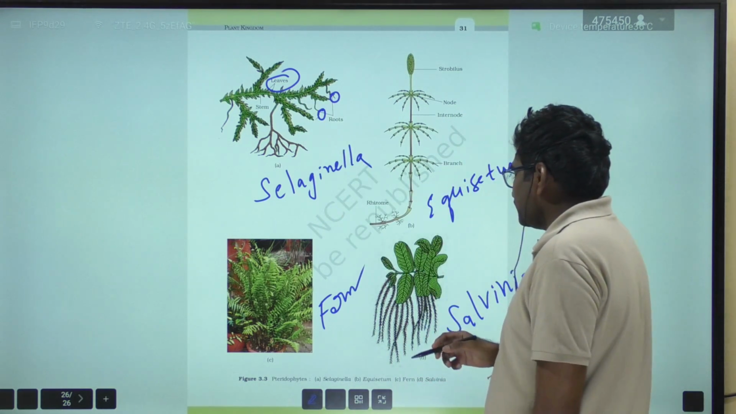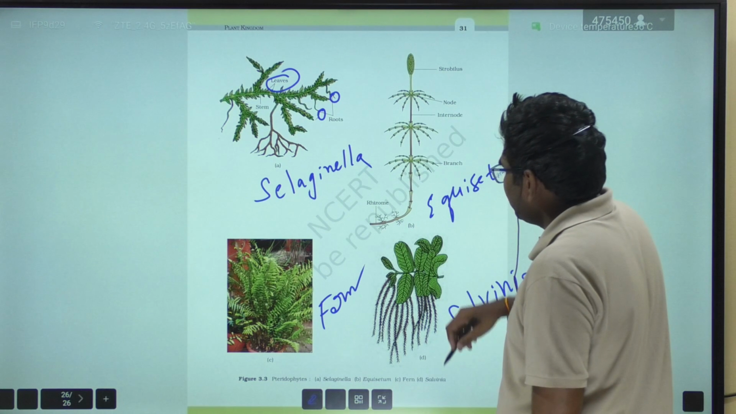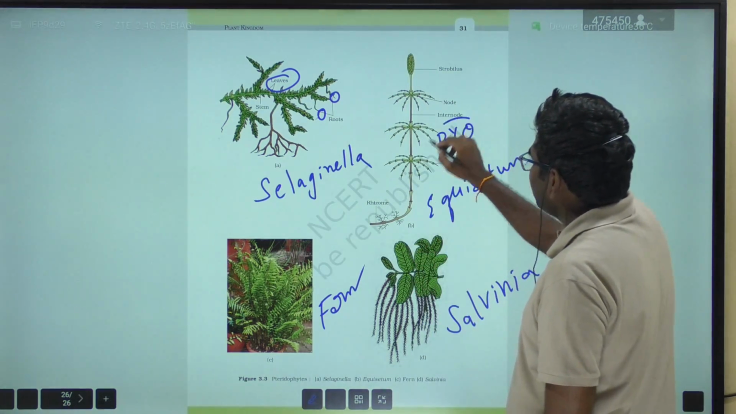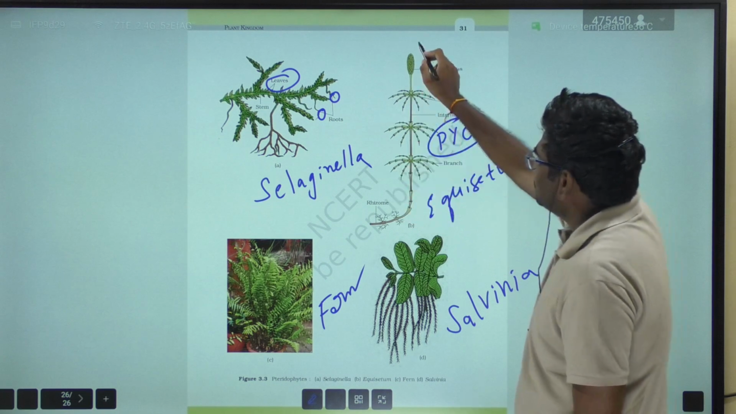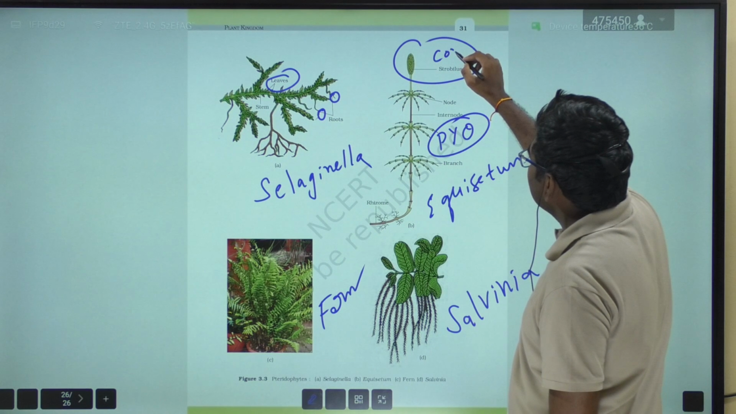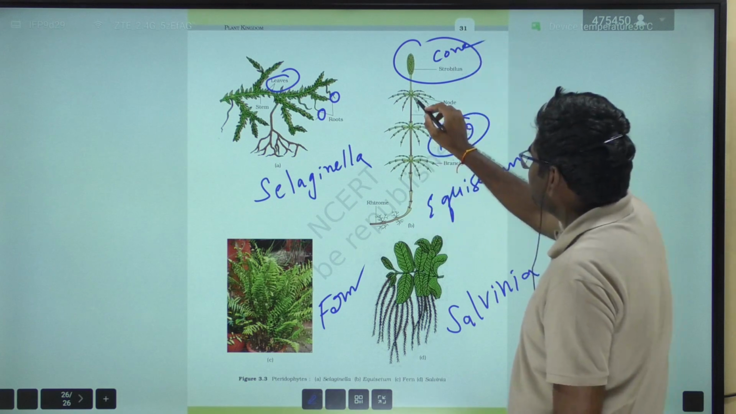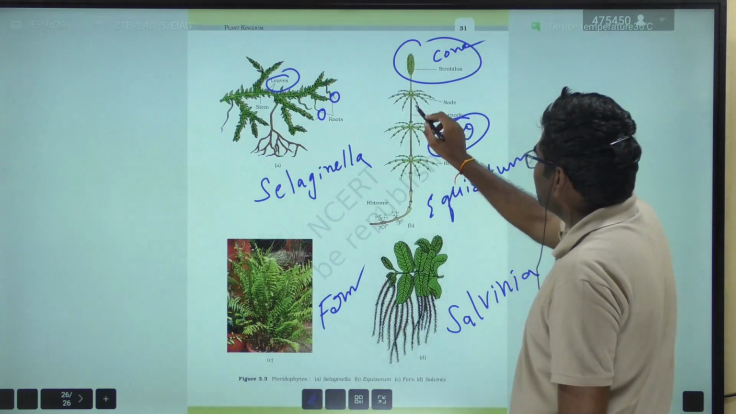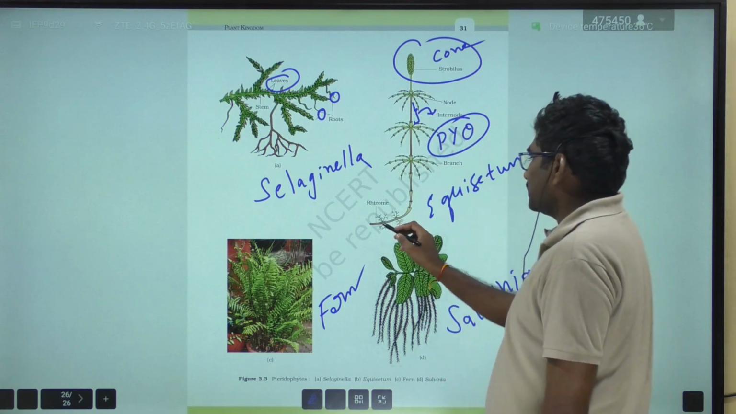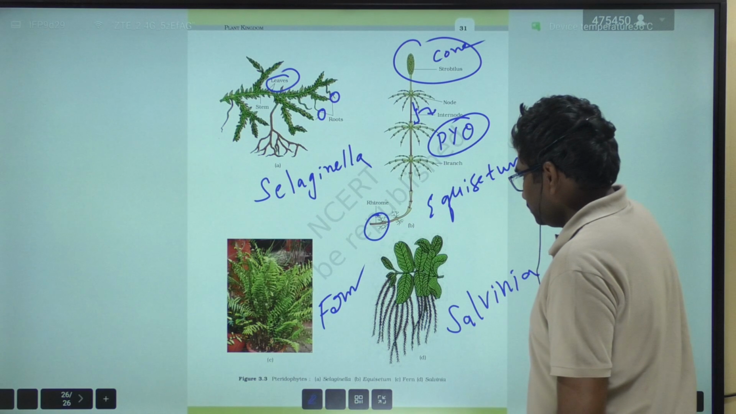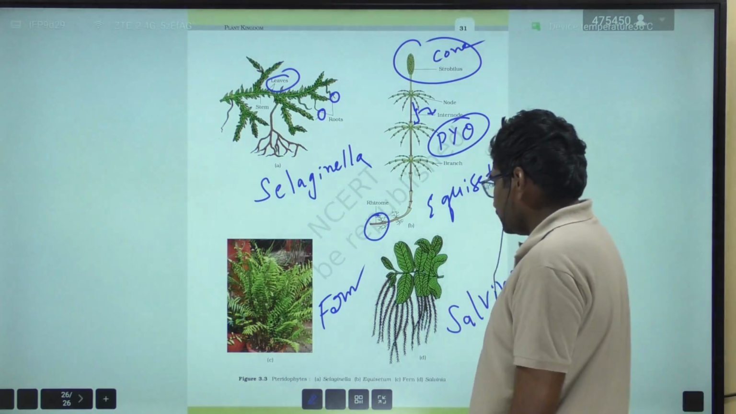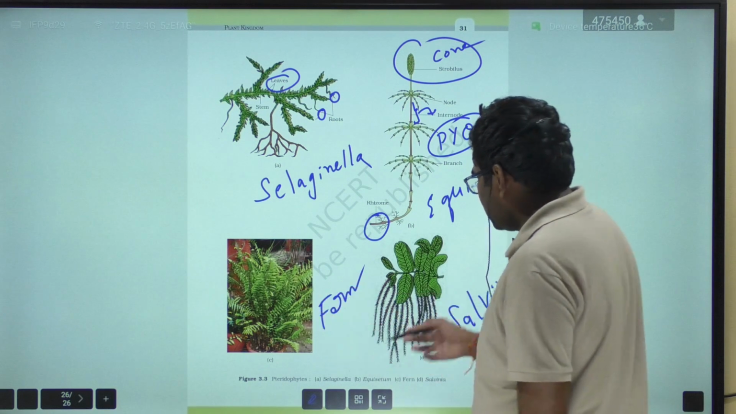Next, if you look at the structure of Equisetum, this question was previously asked in the NEET examination. This is the strobilus or cone, this one is the node, and this one is the internode, right? Rhizome, and fern, Salvinia.